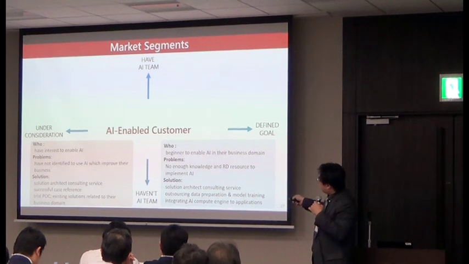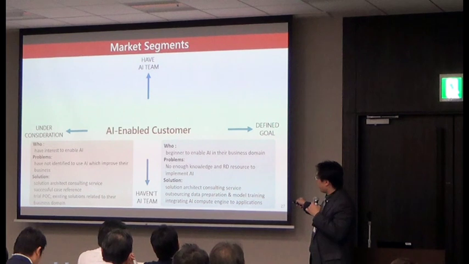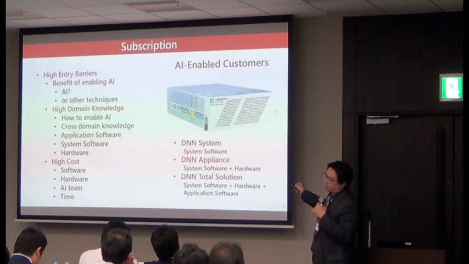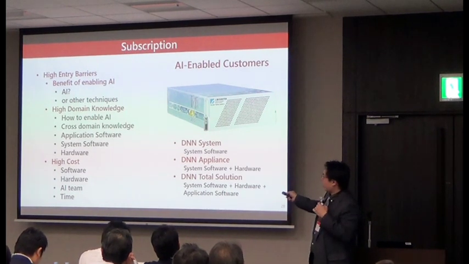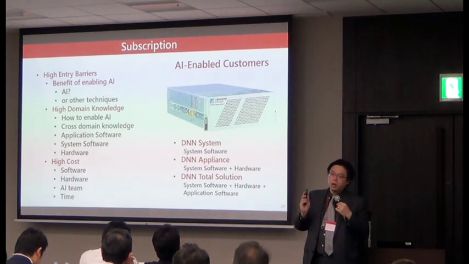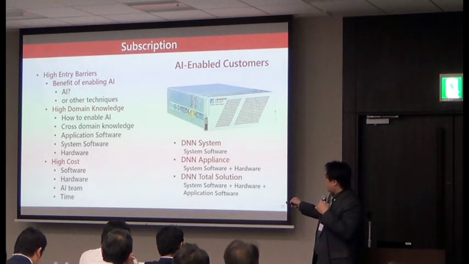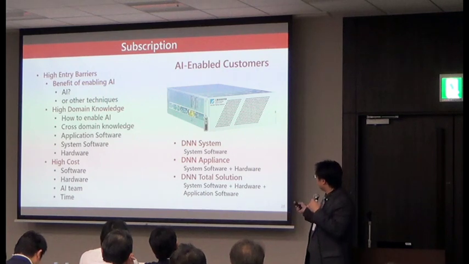And then the last one is they don't know how to benefit from AI. Because of the high entry barrier, they don't know the benefit. They don't know AI; they only know their own domain knowledge. The high cost is that GPU servers are expensive. So how to solve it?